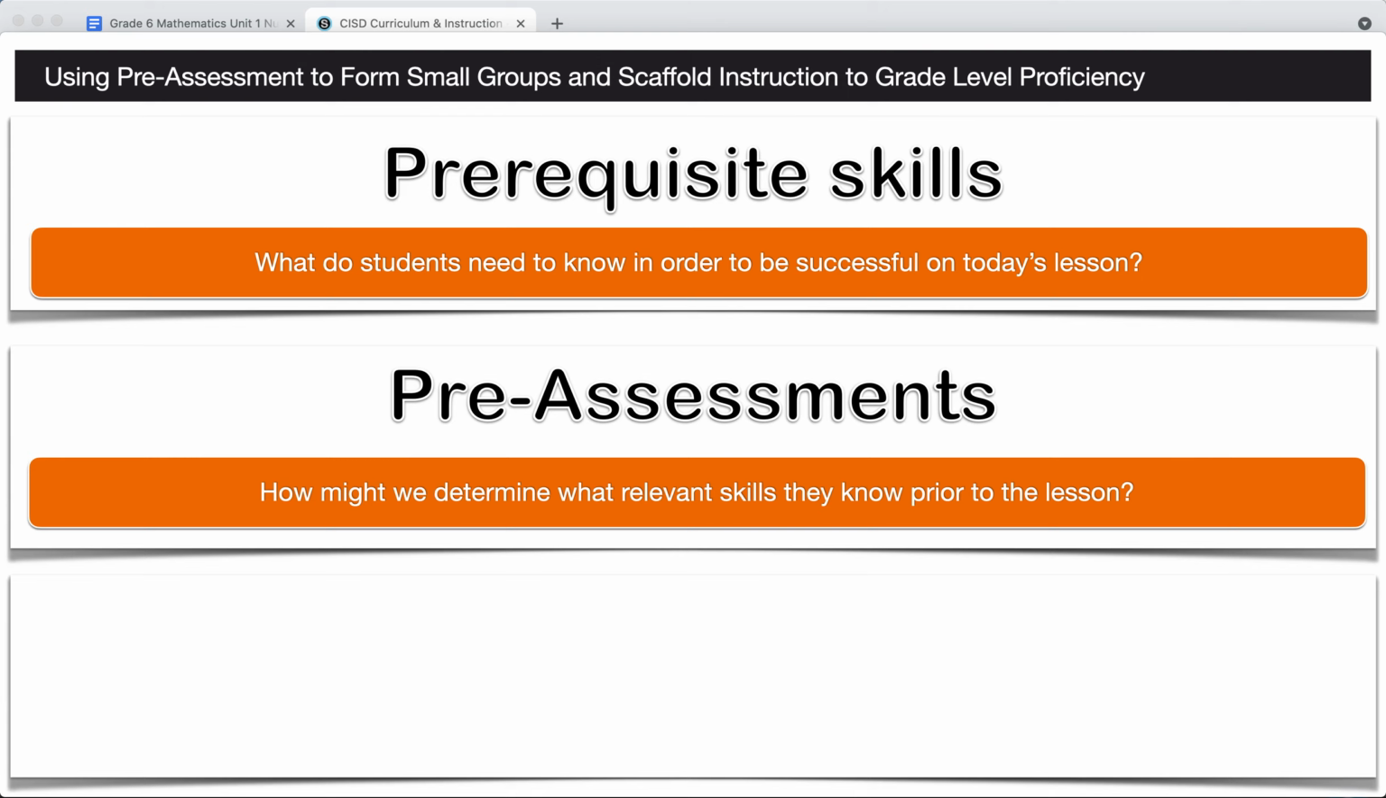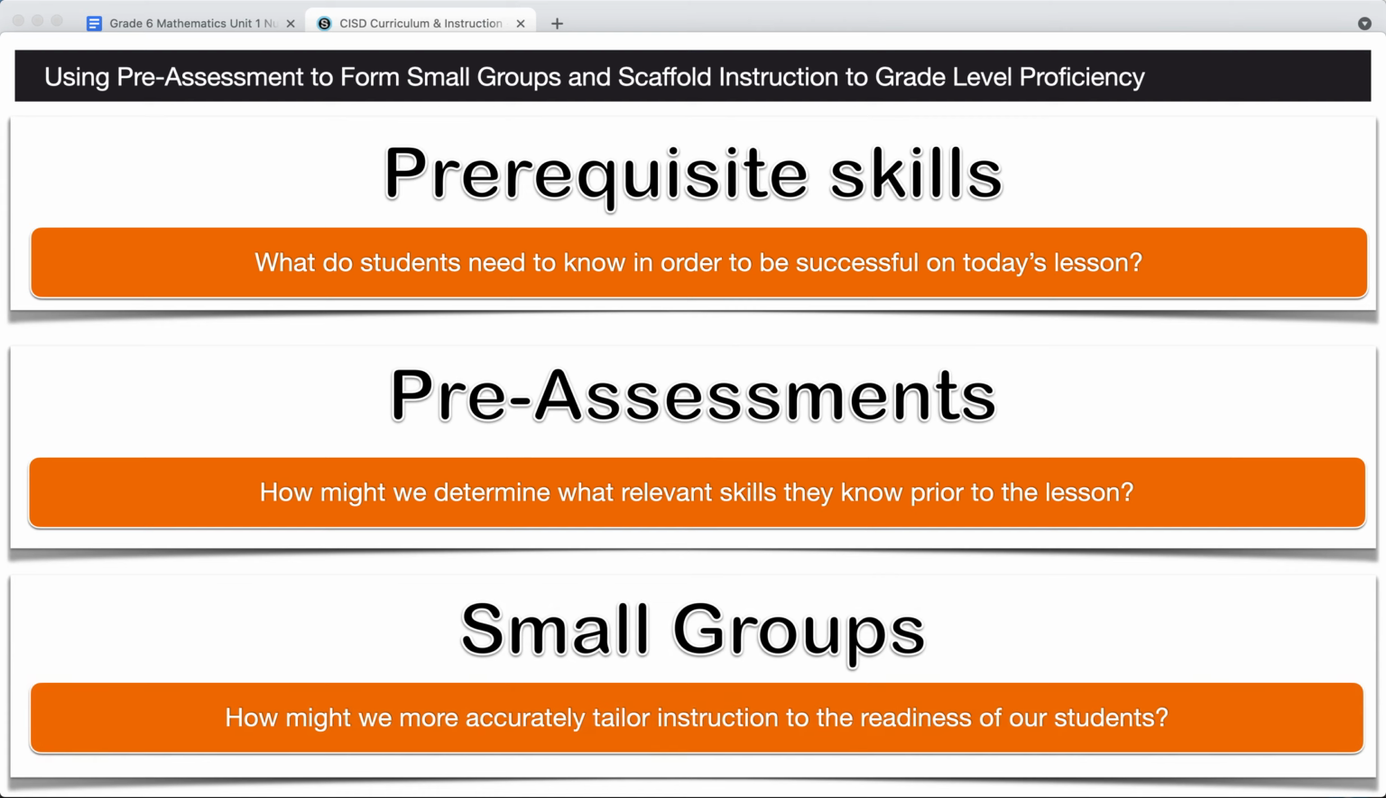Well, we will use pre-assessments, simple, informal, possibly observable pre-assessments that we can use to determine if the students are ready to access today's lesson on grade level, or if we need to scaffold and at what level we need to scaffold the content to get them there. We'll teach in small groups so that we can more accurately tailor the instruction to the readiness of our students. Based on the pre-assessments of the prerequisite skills, we'll be able to form our small groups and teach them with the scaffolding they need to get to grade level proficiency or possibly beyond.